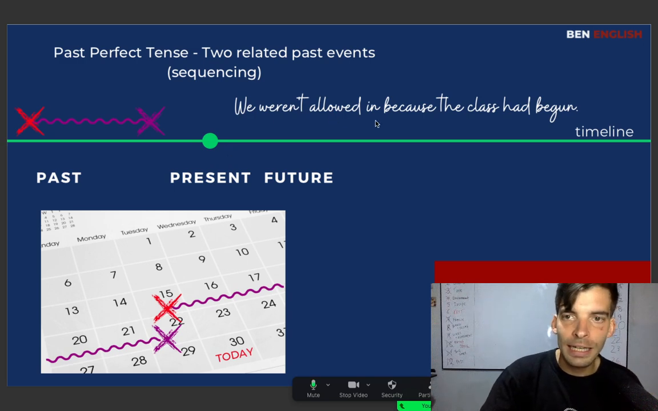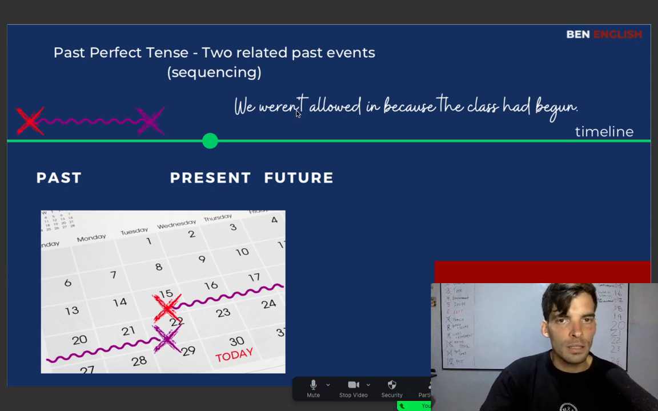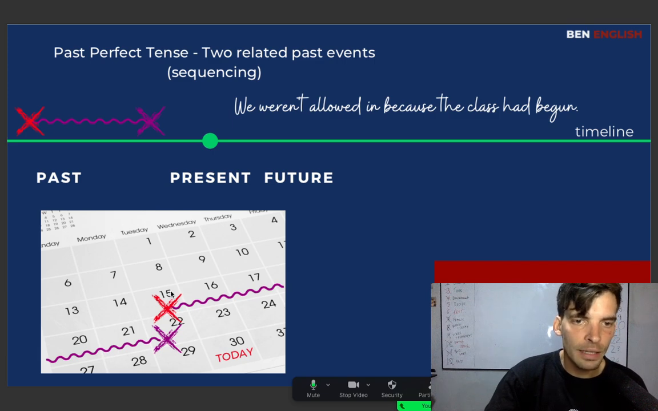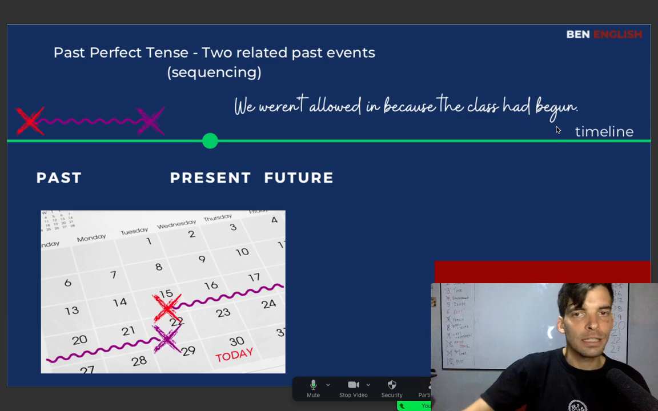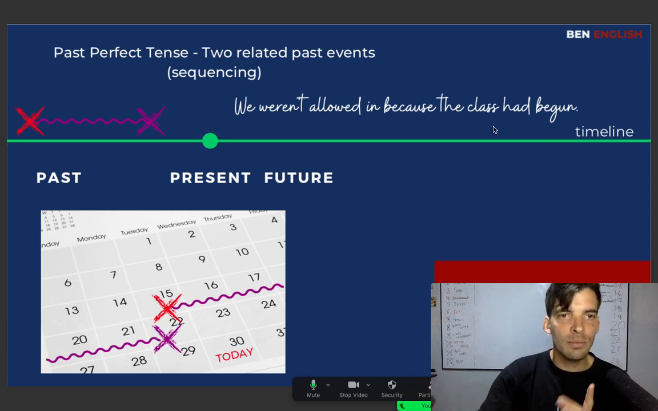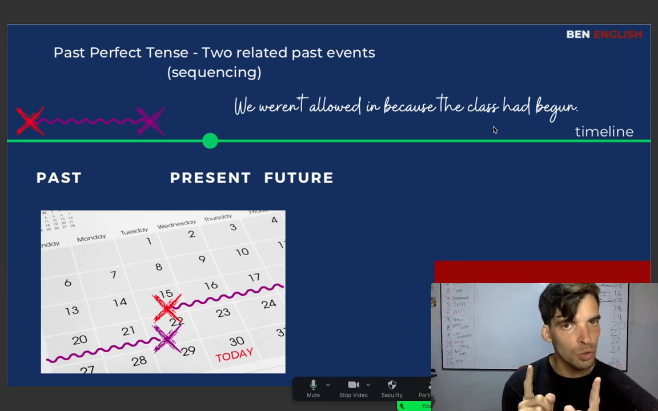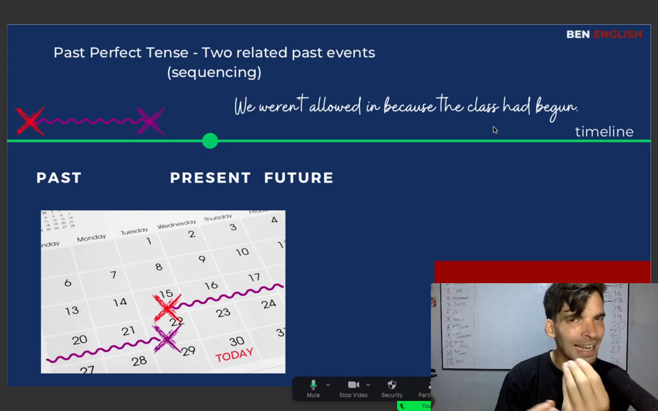So we weren't allowed in because the class had begun. So the class begun, let's say this is hours, and we arrived too late, so we weren't allowed in. We weren't allowed in because the class had already begun. It had begun before we tried to get into the class. So it's the same as the present perfect, it's about two related past events, and it's for sequencing. So which one came first? It's to clarify which one was actually first in the order.